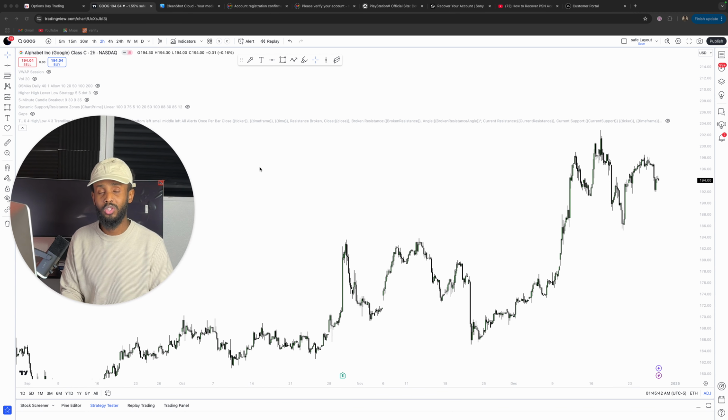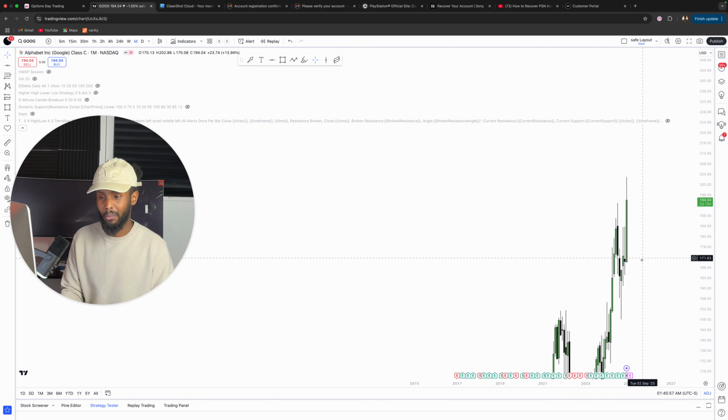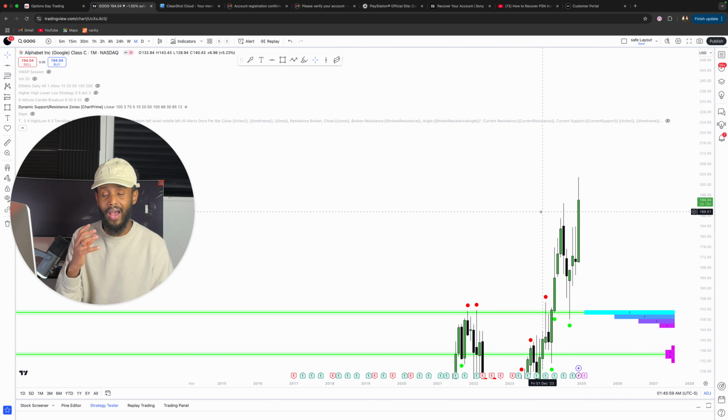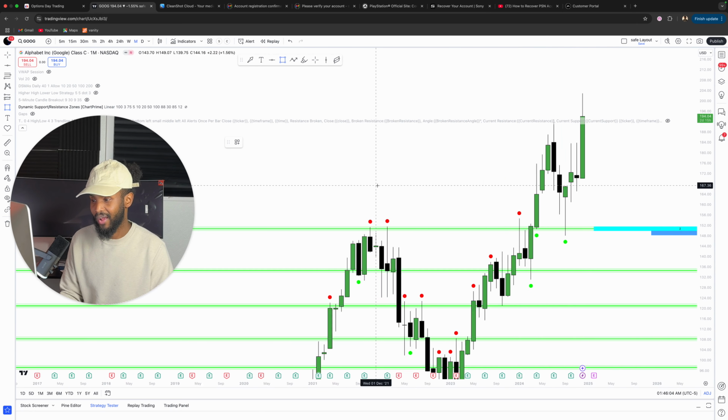And what we want to do is start off with our higher time frames and work our way down. Our higher time frames give us the most accurate demand zones and supply levels. So always keep that in mind. So I want to start off with our monthly time frame. Our monthly time frame would give us the highest, most accurate demand levels that we could find. So we'll add that to our chart.